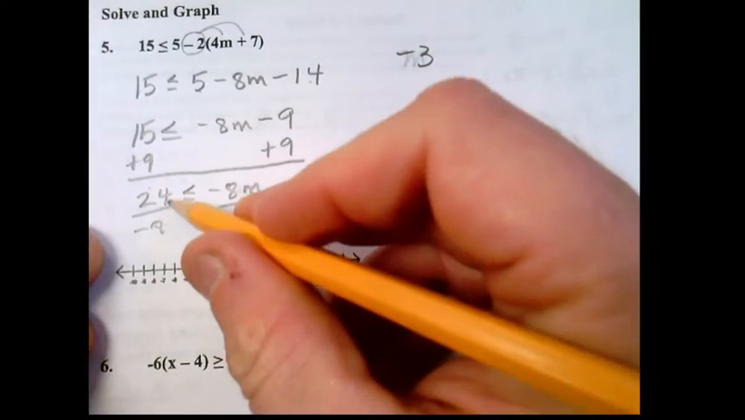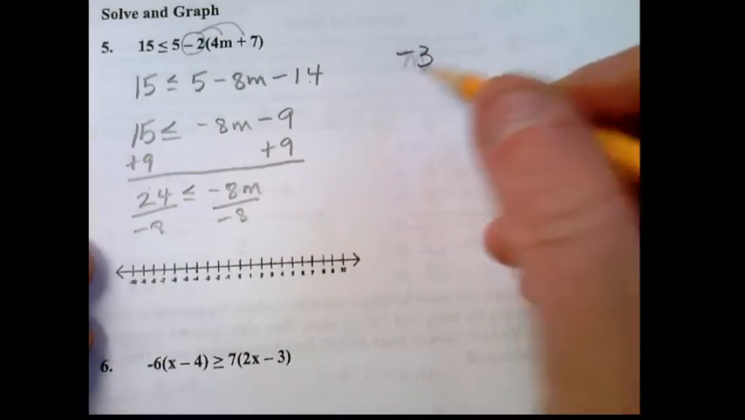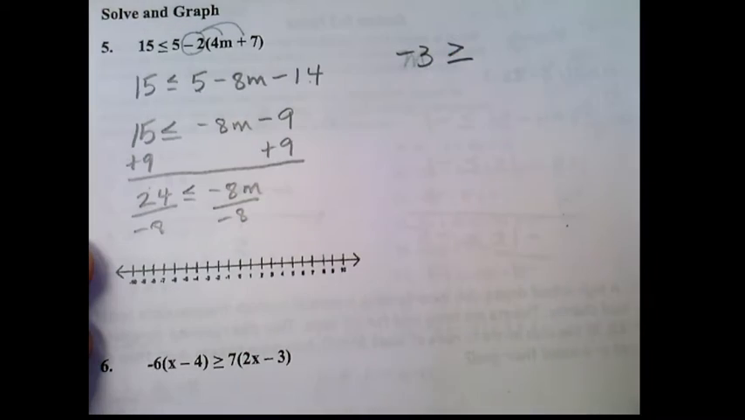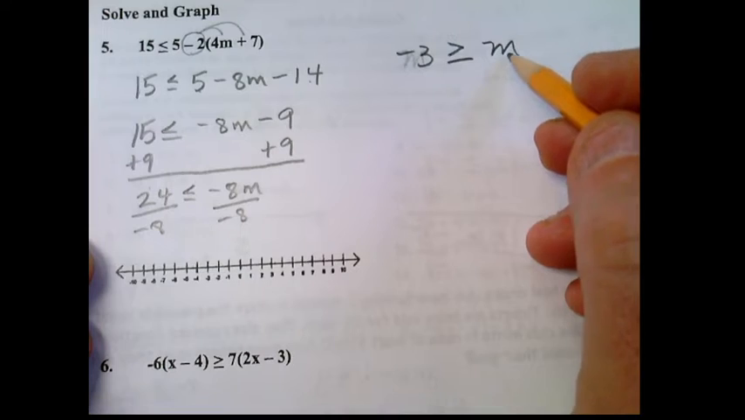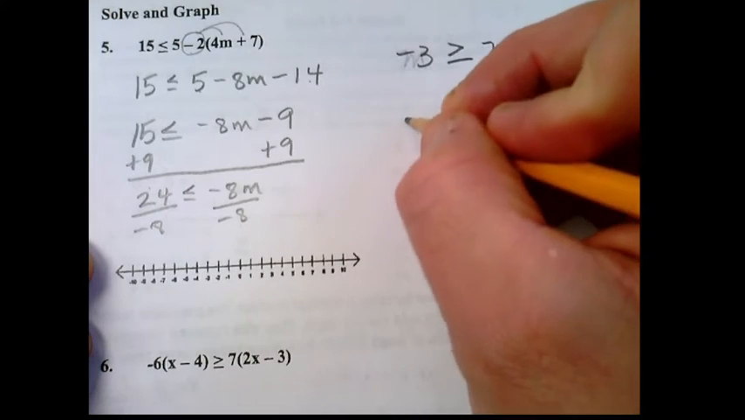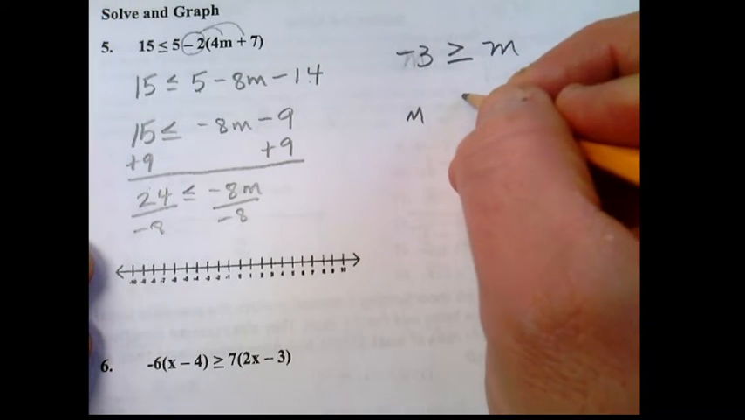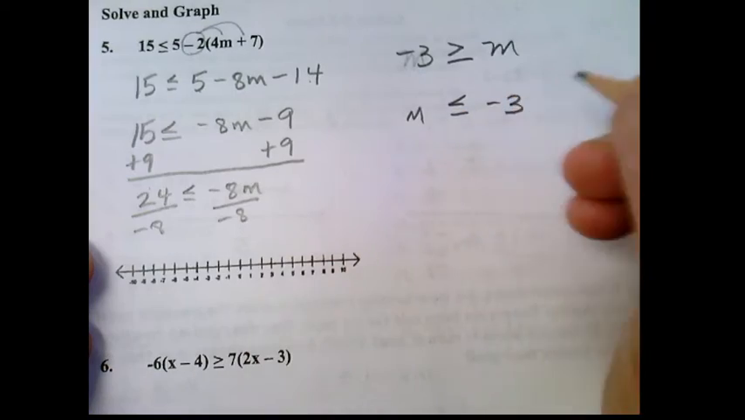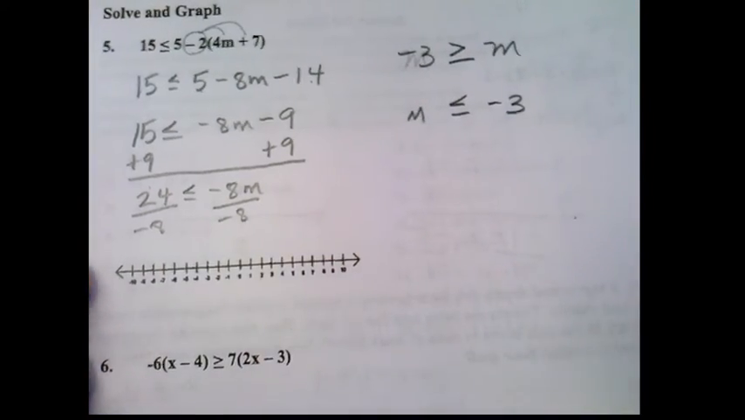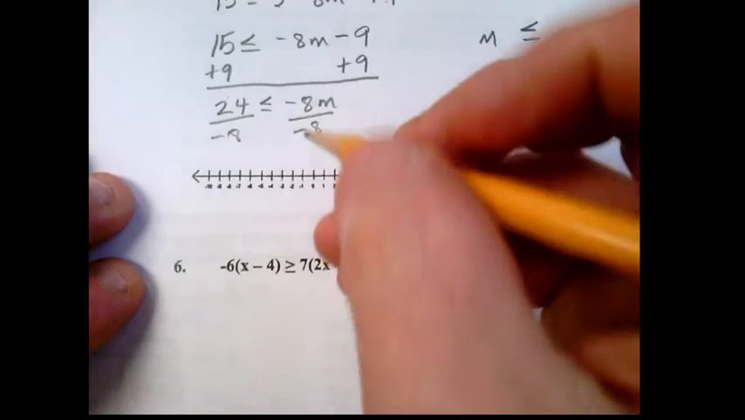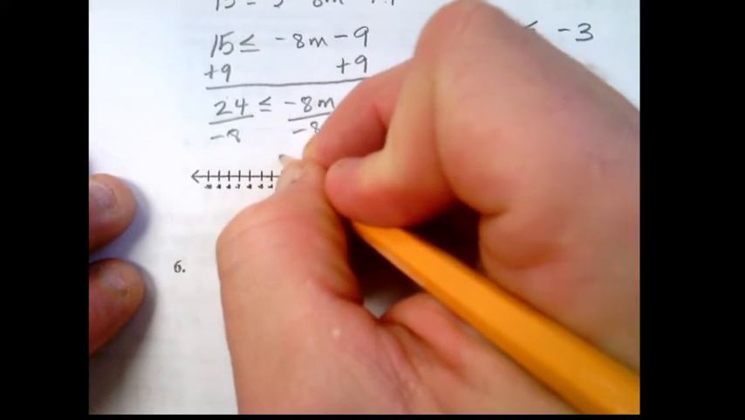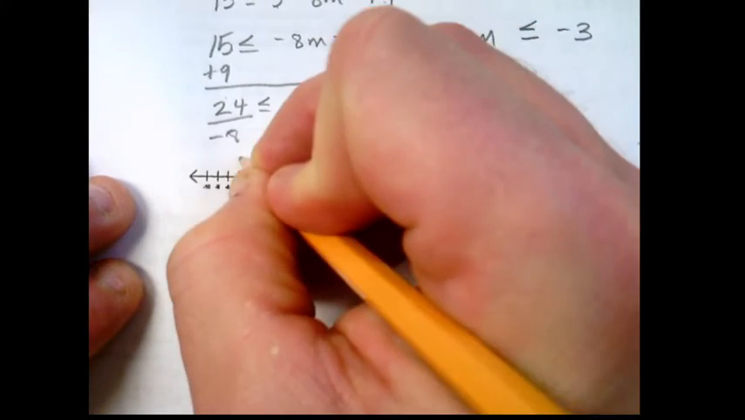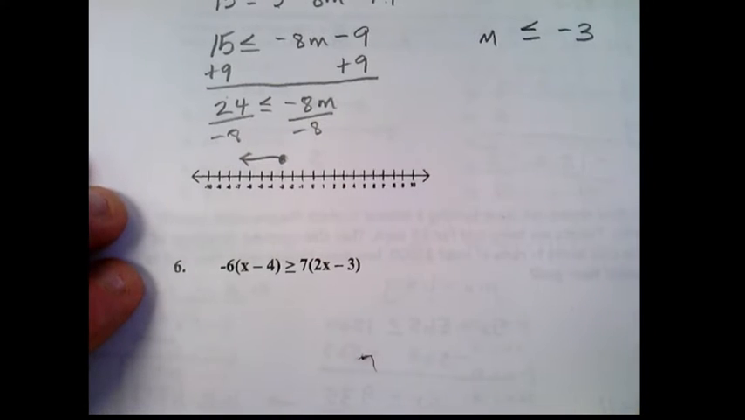So again, 24 divided by negative 8 is negative 3. I'm going to flip that inequality, and then I have m. Now remember, I'm going to go ahead and switch sides now, m, and I'm going to do it like this, flipping everything, okay? So my answer is going to be this, m is less than or equal to negative 3. Okay, less than or equal to negative 3.